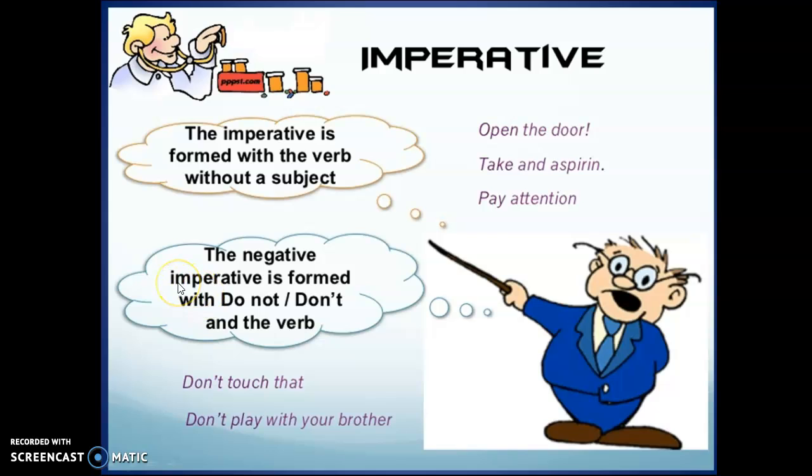Here we have the negative imperative, which is formed with do not or don't before the verb. We have here some examples. Don't touch that, and don't play with your brother. So, in this topic, we are going to focus on only affirmative imperatives.